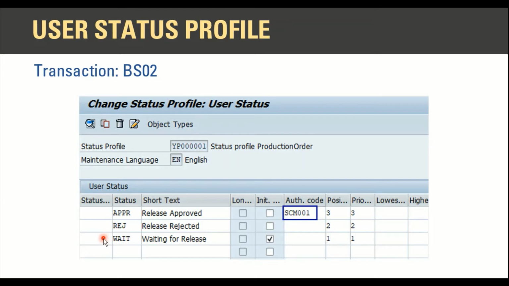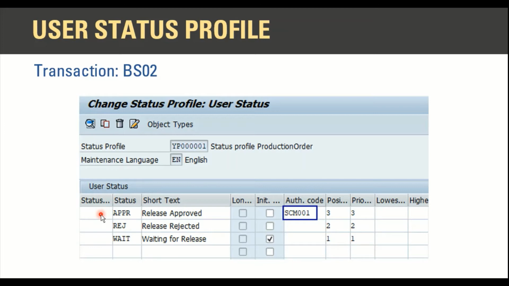Here in this waiting for release, I have rejected, or forbidden, the release status, which means I cannot release the production order if I have this status active. Similarly, I've done the same thing for the rejected code as well, the REJ status. But when we come to the APPR status, which is to approve the release, I have allowed the release of the production order.